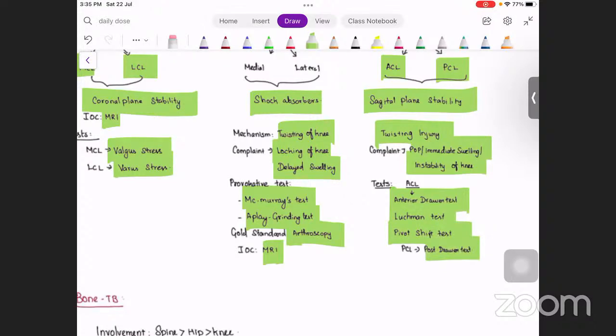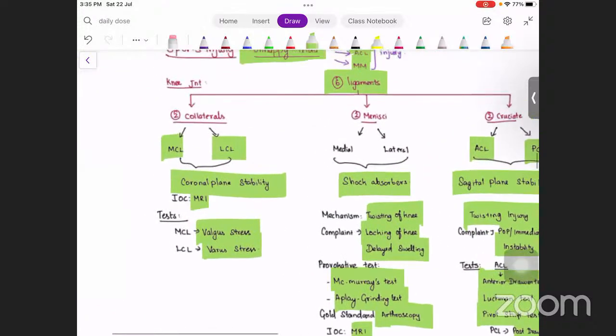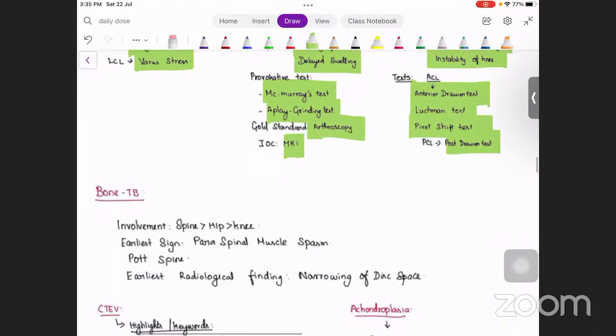In the very first anatomy session, we talked about the ligaments of your knee joint. There we studied this. Yes or no? Anterior drawer test, Lachman test, pivot shift test, and posterior drawer test for detection of cruciate ligament injury. And McMurray's test and Apley grinding test are provocative tests for detection of menisci. Varus stress test is for LCL. Valgus stress test is for MCL.